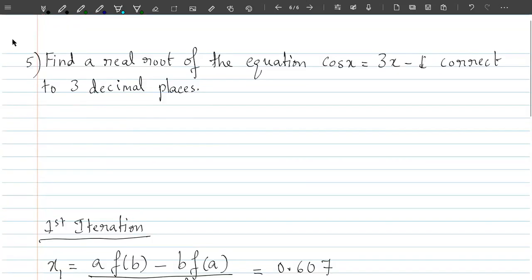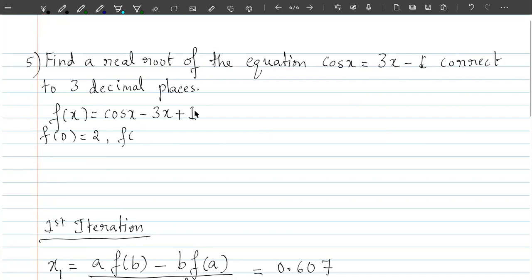Let's solve the last problem. Find the real root of the equation cos x equal to 3x minus 1 correct to 3 decimal places. So f of x here is cos x minus 3x plus 1. Now, how do you make the interval? Let's calculate f of 0. What is f of 0 here? F of 0 is equal to 2.